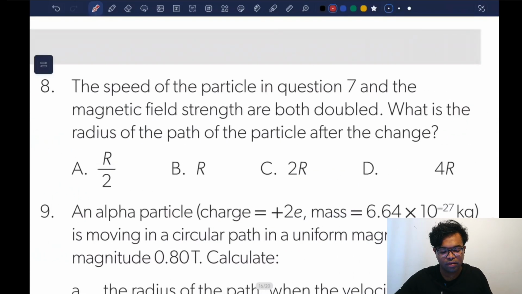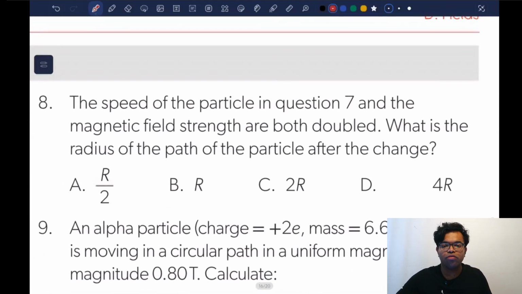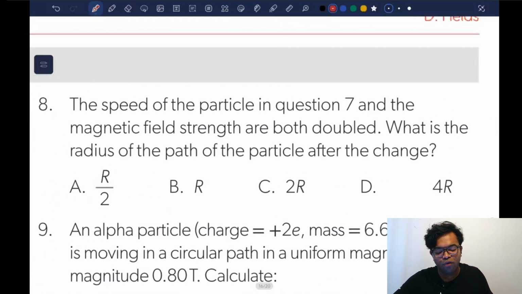Okay. Now, question number 8. The speed of a particle in question number 7 and the magnetic field strength are both doubled. Okay, speed has been doubled and the magnetic field strength has been doubled. What is the radius of the path of the particle after the change?